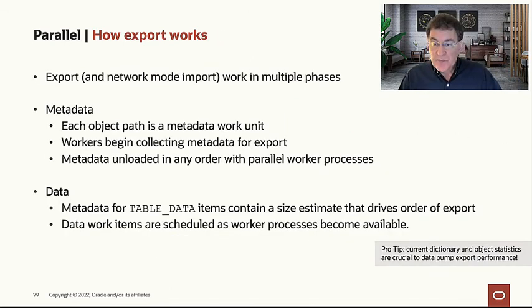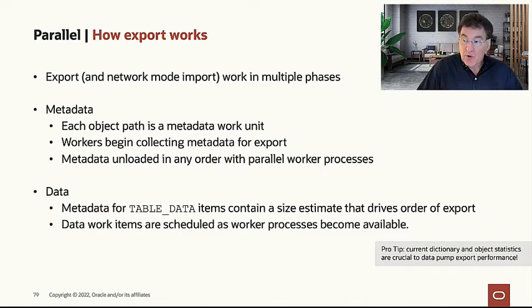And finally, export and network mode import work in multiple phases. The export begins with one or more workers collecting metadata for export. The export can unload metadata in parallel with worker processes. For metadata export, each object path is a metadata work unit. Export collects the information as it progresses, including finding table data items to export. It determines the number of workers for the metadata export, and it holds some of the workers in reserve if data is also being exported.